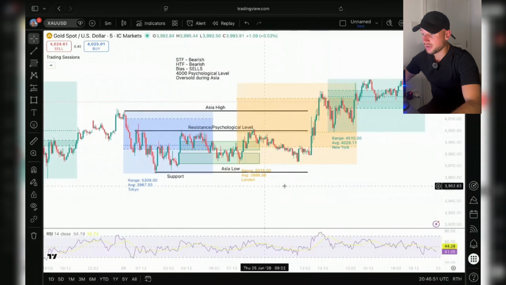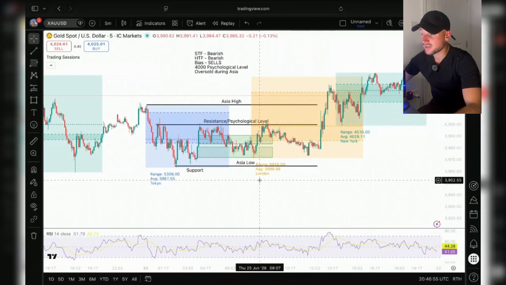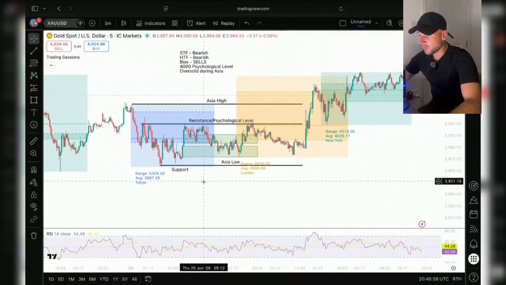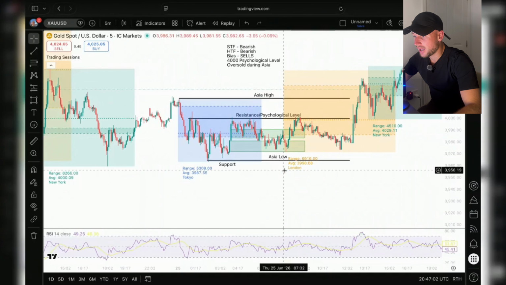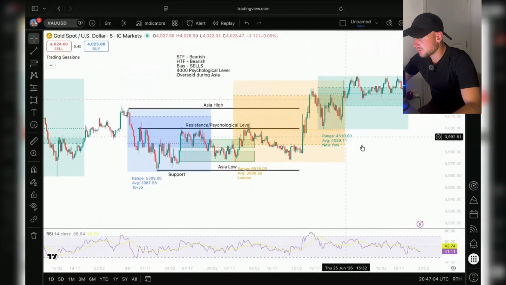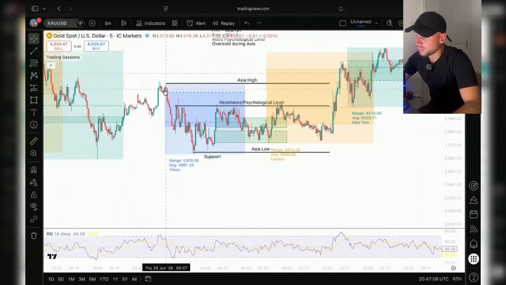The next thing that I could do is mark out areas of liquidity. What's liquidity? Well, liquidity is money resting in the market. So what I would try and do is have a little look on the 5 minute here for possible areas where price might go and take some more money to push higher or lower. So you can see at the Asia high, we've got some wicks up here.